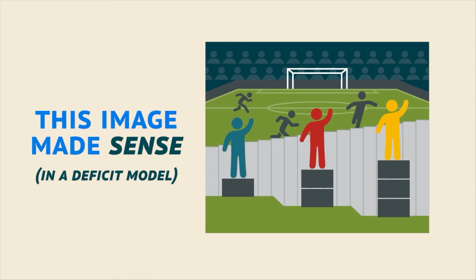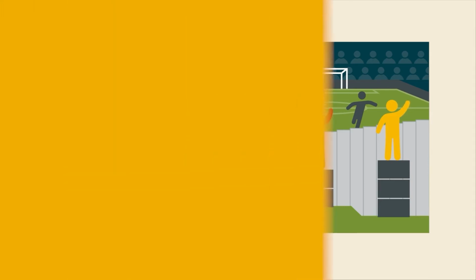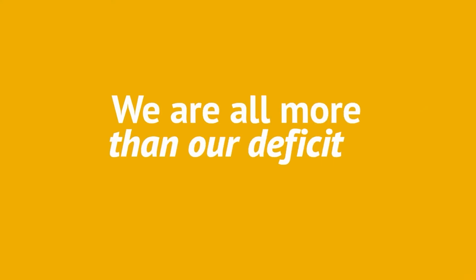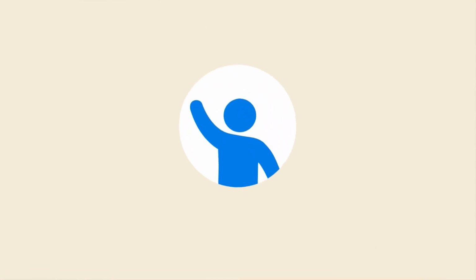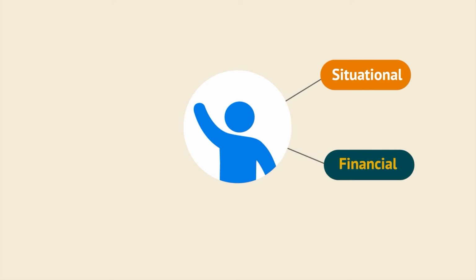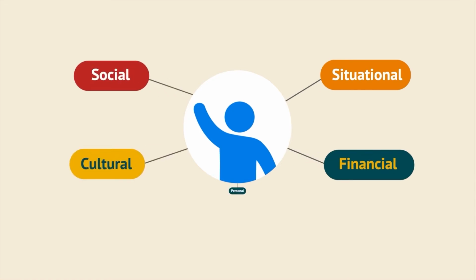Educators are expected to do all that they can for students to address their deficits and overcome their barriers. The problem is that students are more than deficits. We are all more than our deficits. This historical image of equity suggests that a student's identity can best be understood by first understanding his, her, or their situational, financial, social, cultural, or personal challenges, barriers, or deficits.